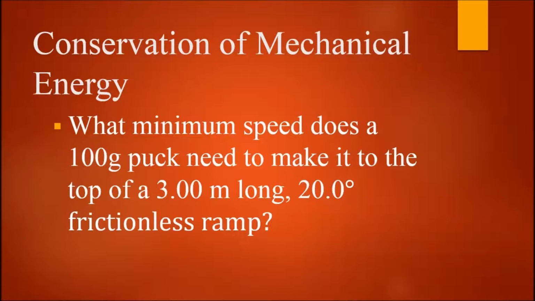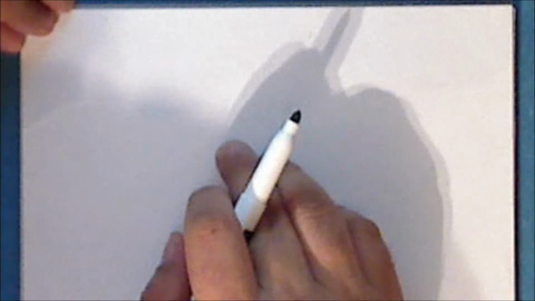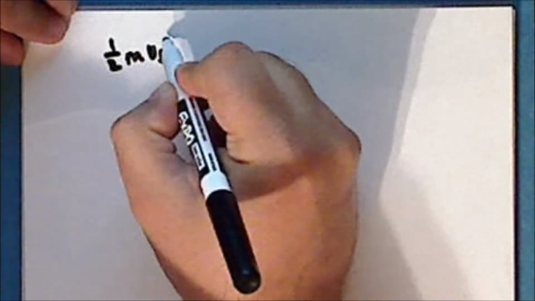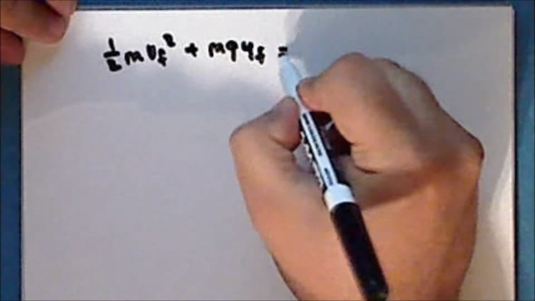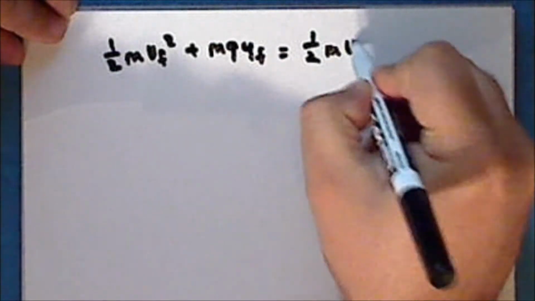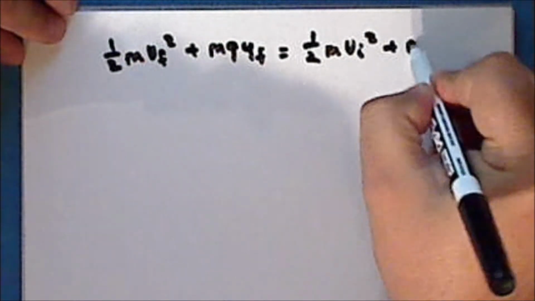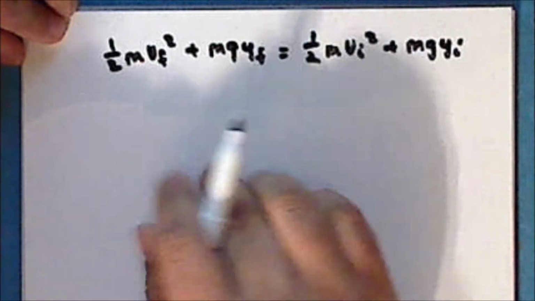So let's look at an example. What minimum speed does a 100-gram puck need to make it to the top of a 3.00 meter long, 20.0 degree frictionless ramp? Okay, so since the ramp is frictionless, we can apply conservation of mechanical energy. So we have 1/2 the mass times the final speed squared plus mg y final is equal to 1/2 m v initial squared plus mg y initial.